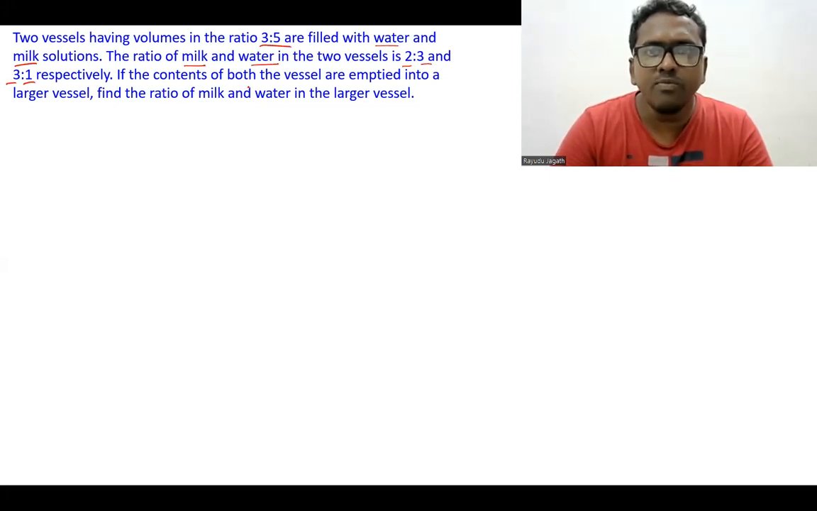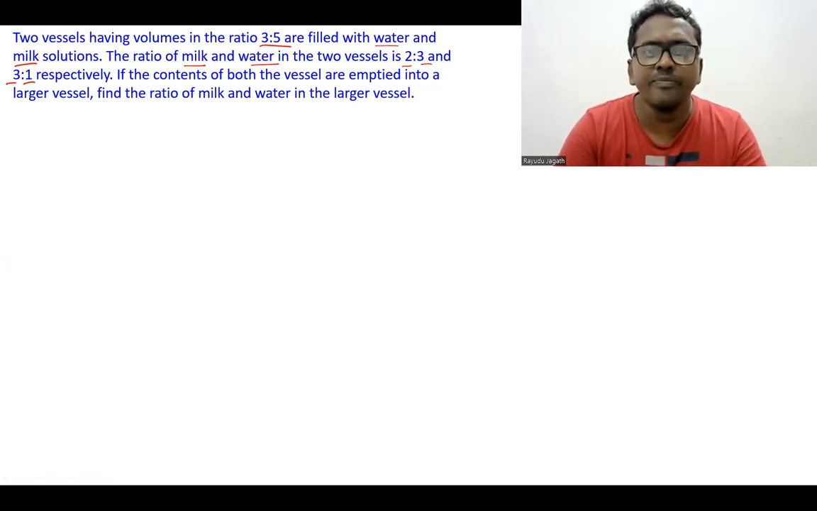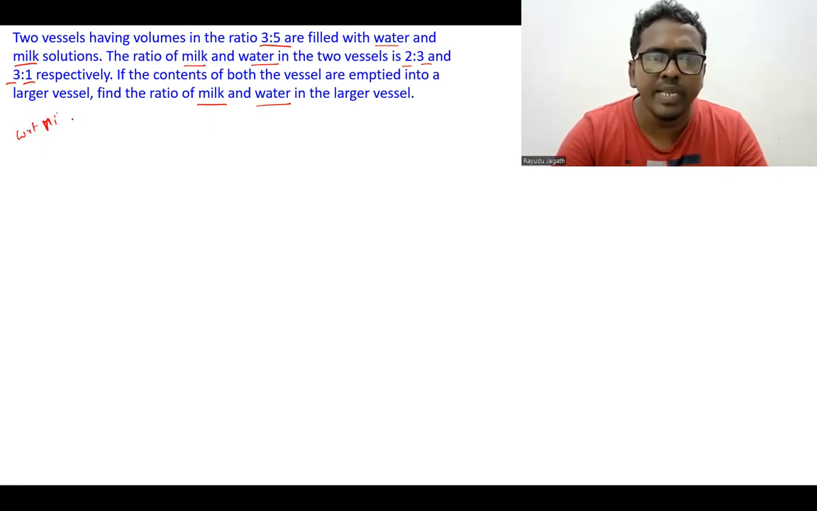So if the contents of both the vessels are emptied into a larger vessel, that means both the contents are mixed into a larger vessel. Find the ratio of milk and water in the larger vessel. Here we can solve this question by using either allegation with respect to milk or allegation with respect to water. I do first with respect to milk. Allegation formula I apply with respect to milk.